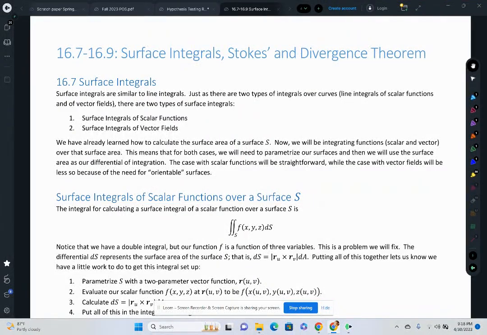Hello. We are officially in the last portion of Calculus 3. We're starting with surface integrals in 16.7, and then we'll follow up with a couple of theorems that make surface integrals a little bit easier.